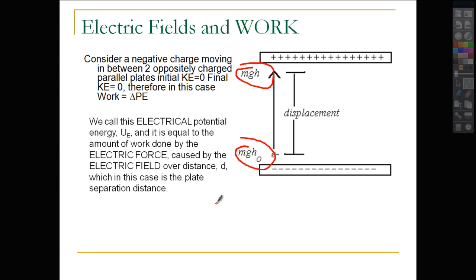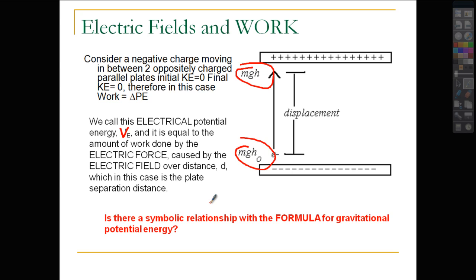But when we're working with electrical stuff, we're going to have to redo all these letters. Because we call this electrical potential energy, I should have changed this to a V. I'm sorry, I forgot to do that. Your book uses V. So V, and it's equal to the amount of work done by the electric force caused by the electric field over a distance d, which in this case is the plate separation distance.